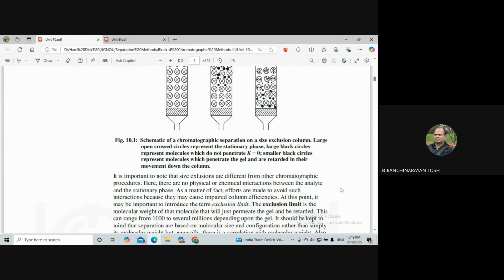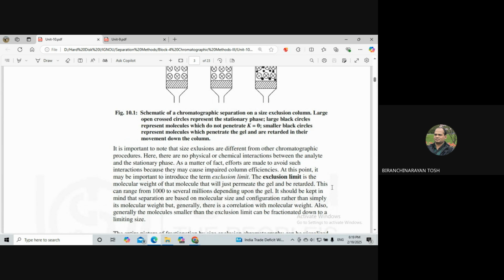Here there are no physical or chemical interactions between the analyte and the stationary phase. As a matter of fact, efforts are made to avoid such interactions because they may cause impaired column efficiencies. At this point, it may be important to introduce the term exclusion limit. The exclusion limit is the molecular weight of that molecule that will just permeate the gel and be retarded. This can range from 1000 to several millions depending upon the gel.